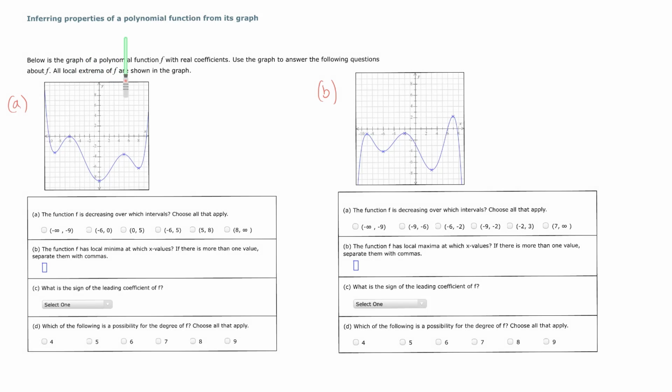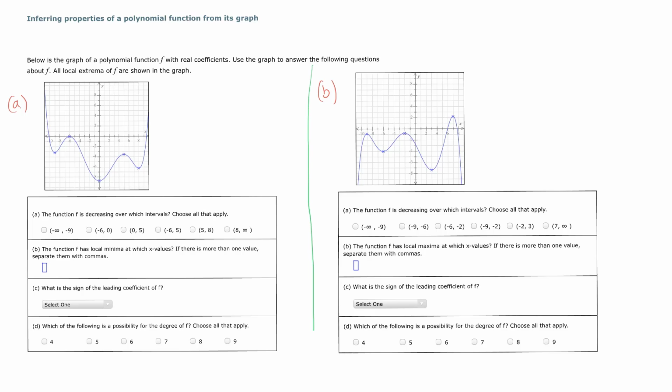Inferring properties of a polynomial function from its graph. Below here are two examples, example A and example B. Both of them are called f of x, but clearly they are different polynomials. One of them has 2 zeros, and this one has 1, 2, 3 zeros. You can clearly see that they are different polynomials. So we'll look at these one at a time.